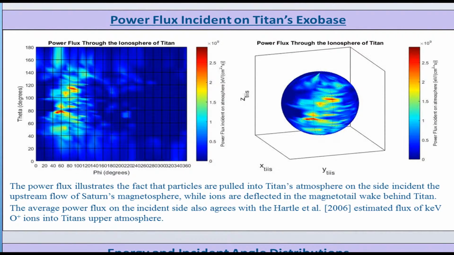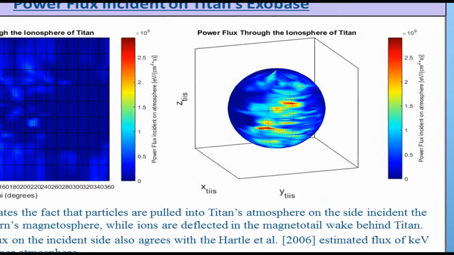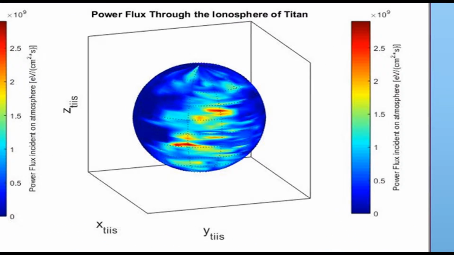These two figures show the power flux incident on Titan's exobase. The exobase is the boundary between the exosphere and the ionosphere, the two outermost layers of Titan's atmosphere. The two figures illustrate the fact that particles enter the atmosphere on the pileup side of Titan and strike preferentially on the Saturn-facing side due to radial electric fields. The average power flux on the incident side is reflective of incident O+ ions with energy in the kiloelectron-volt range.